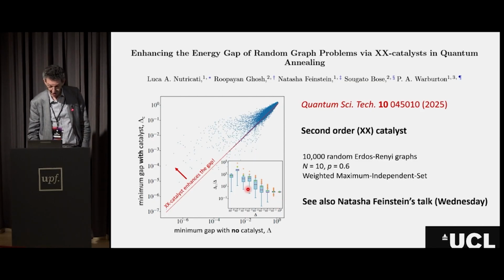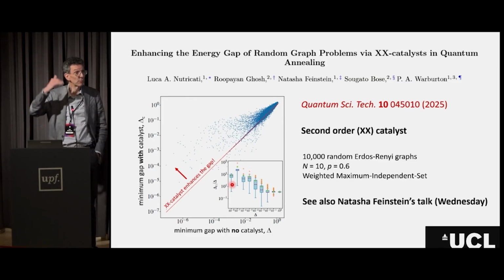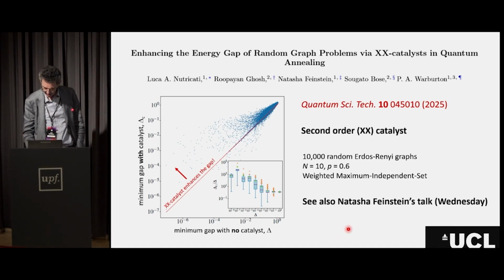What it shows us is that the most difficult problems with the smallest uncatalyzed gap have the biggest enhancement of that gap when you add these XX catalysts. And again, I think Natasha will be talking about similar ideas on Wednesday.